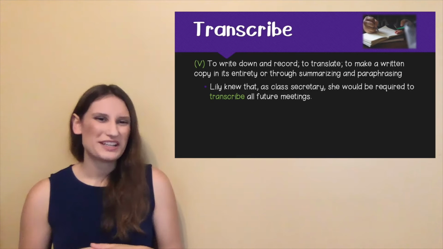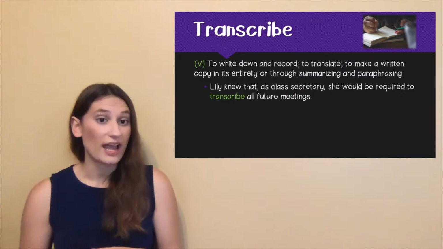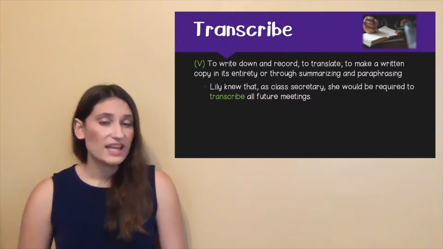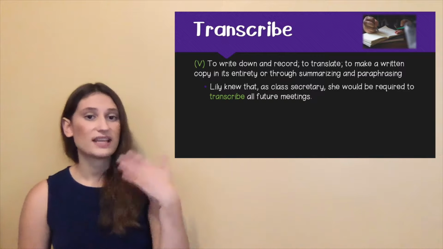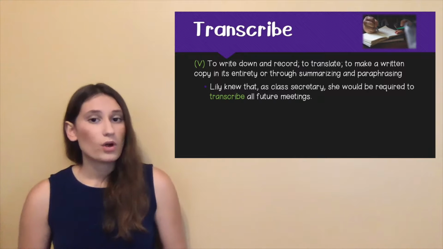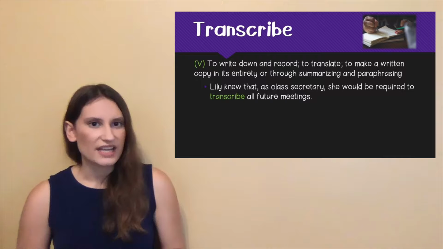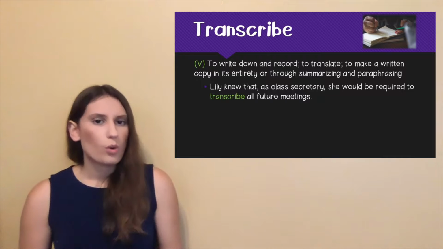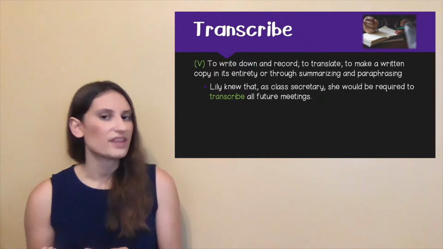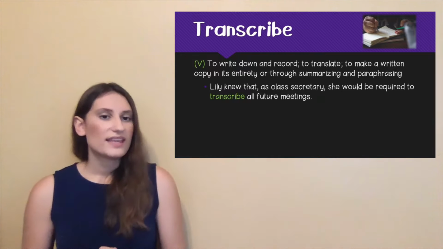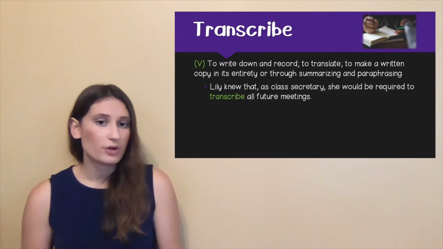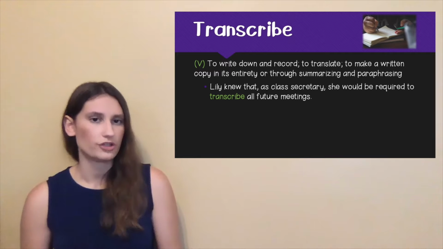The final word in set 2 is transcribe. It is a verb that means to write down and record, to translate. For instance, I want to take this book in French and transcribe it to Spanish. Or to make a written copy in its entirety. I'm writing down everything you said. Or through summarizing and paraphrasing. I'm going to listen to you and just write down the key points. The example is, Lily knew that, as class secretary, she would be required to transcribe all future meetings.